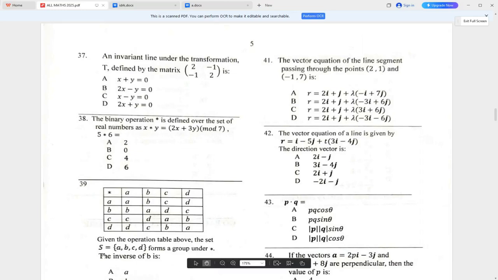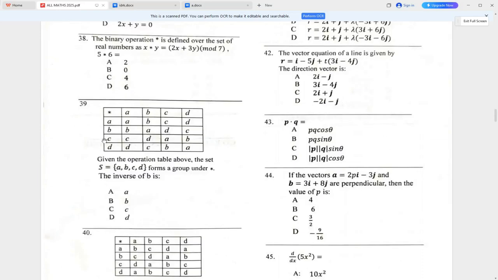Now question 38, the binary operation star is defined over the set of real numbers as x star y being equal to 2x plus 3y, all mod 7. 5 star 6 is equal to, alright, so our x is 5 and our y is 6. 5 star 6 is equal to 2 times 5, which is 10, plus 6 times 3, which is 18. 10 plus 18 is 28. 28 mod 7 is 0, because 28 divided by 7 is 4 with remainder 0. So 28 mod 7 is 0, which is B for question 38.